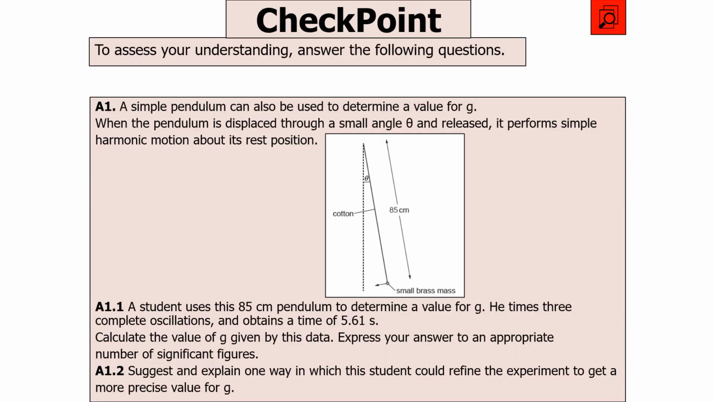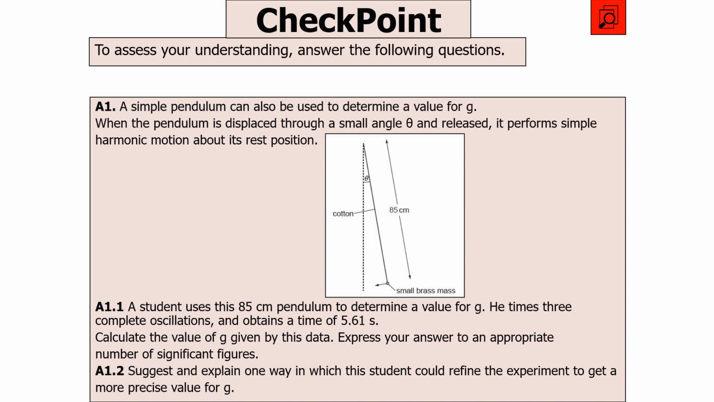The next question says, a simple pendulum can be used to determine a value for g. When the pendulum is displaced through a small angle theta and released, it performs simple harmonic motion about its rest position. The student uses this 85 centimeter pendulum to determine a value for g. He times 3 complete oscillations and obtains a time of 5.61 seconds.